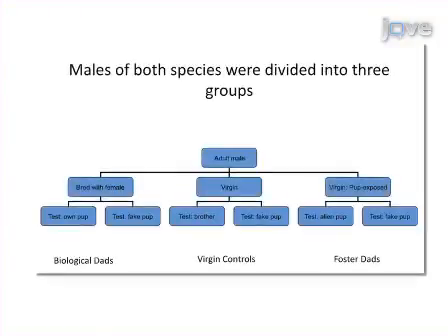Before testing, mice from two closely related species are separated into test groups of biological fathers, virgins with no parenting experience, and virgins with limited pup exposure.